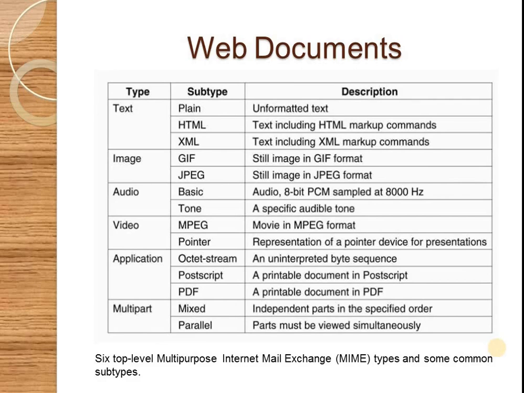As shown in the figure, there are six top-level MIME types and their subtypes, which are text, which comes as plain text, HTML or XML. Image can be GIF or JPEG. Audio can be basic or tone. Video, MPEG, pointer. Application, octet stream, PostScript or PDF. And multipart, which is mixed and parallel.